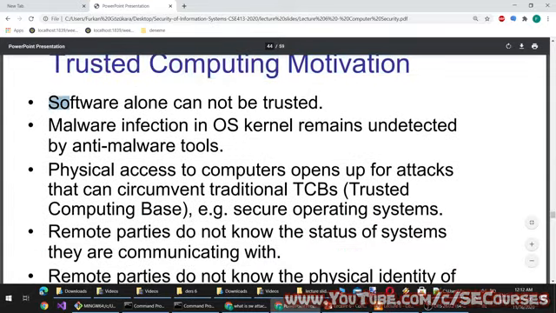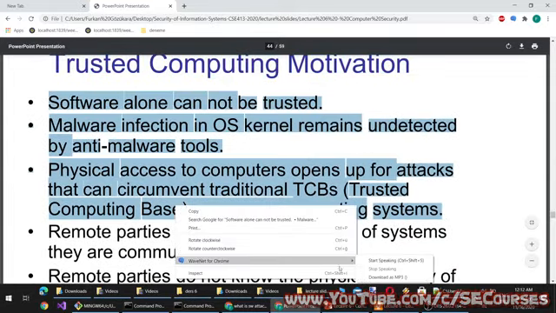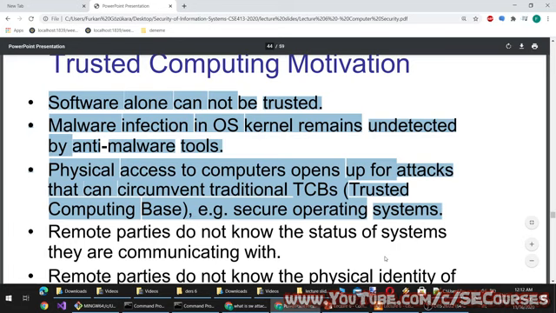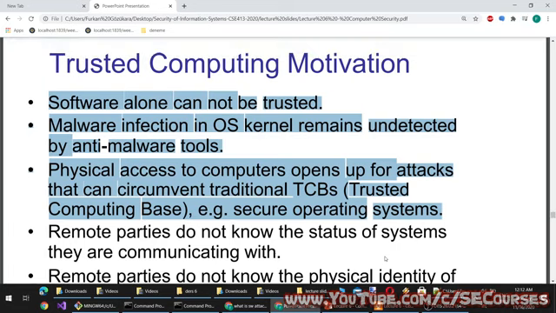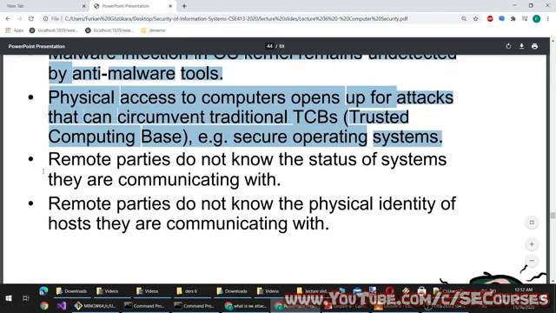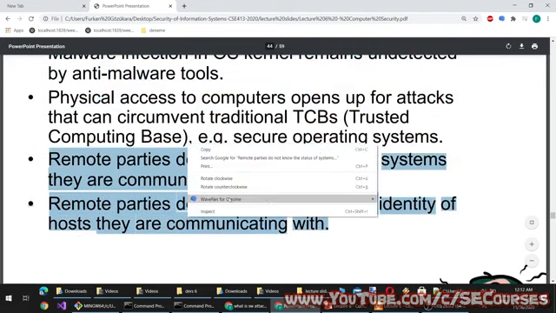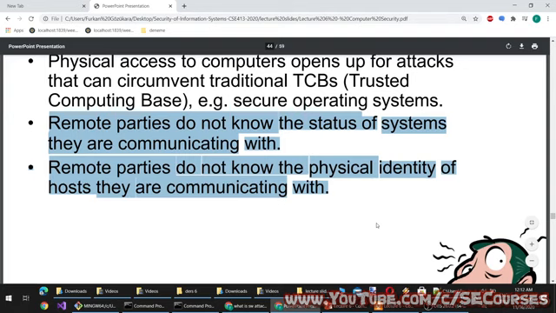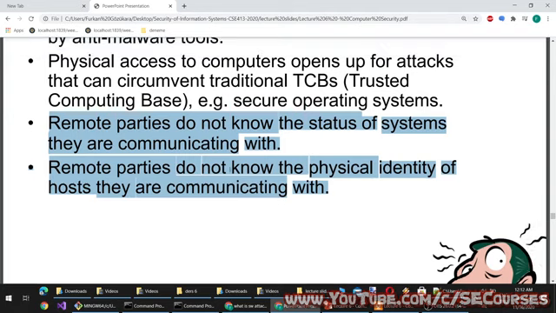Trusted computing motivation. Software alone cannot be trusted. Malware infection in the OS kernel remains undetected by anti-malware tools. Physical access to computers opens up for attacks that can circumvent traditional TCBs, trusted computing base, e.g. secure operating systems. Remote parties do not know the status of systems they are communicating with. Remote parties do not know the physical identity of hosts they are communicating with.